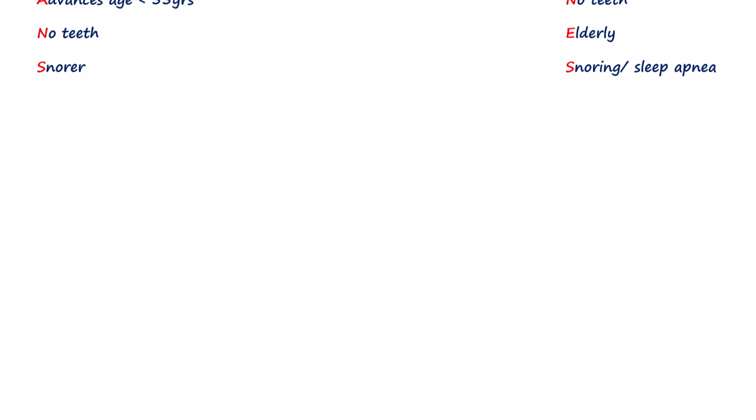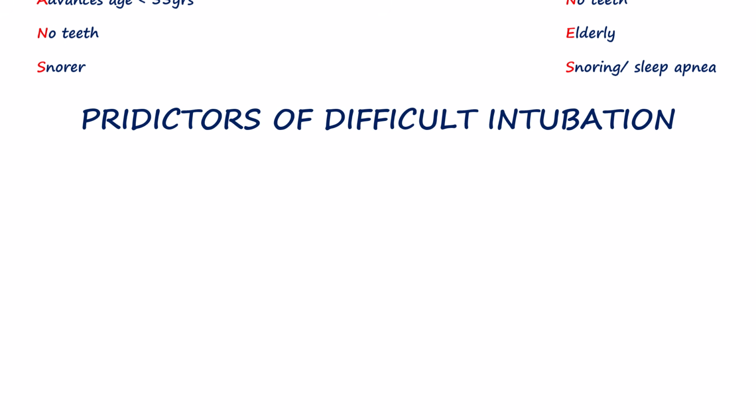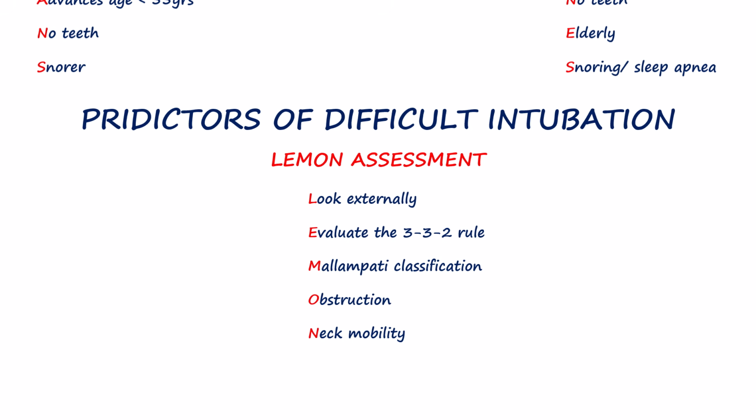When it comes to predicting difficult laryngoscopy and intubation, there are a lot of individual bedside tests and grouped scoring systems, but in clinical practice, one of the most practical and widely used is the LEMON assessment. LEMON is a simple mnemonic that helps us quickly remember and perform the essential steps of airway evaluation. We will look into them in detail.